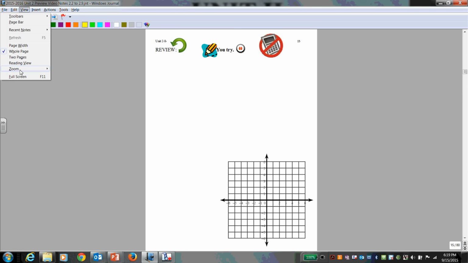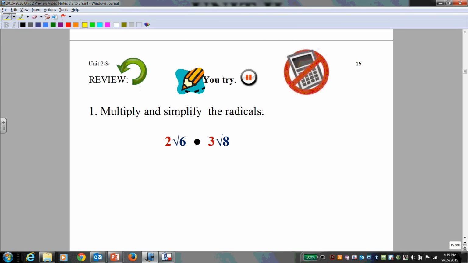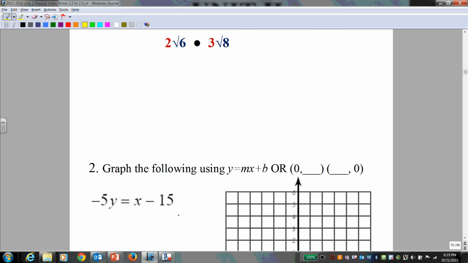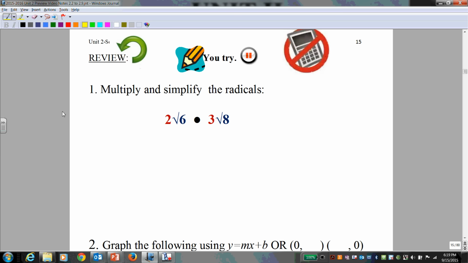All right, I'd like you to take a shot at this page on your own. Pause the video, then restart when you're ready to check. Welcome back. So you're supposed to multiply and simplify the radicals.